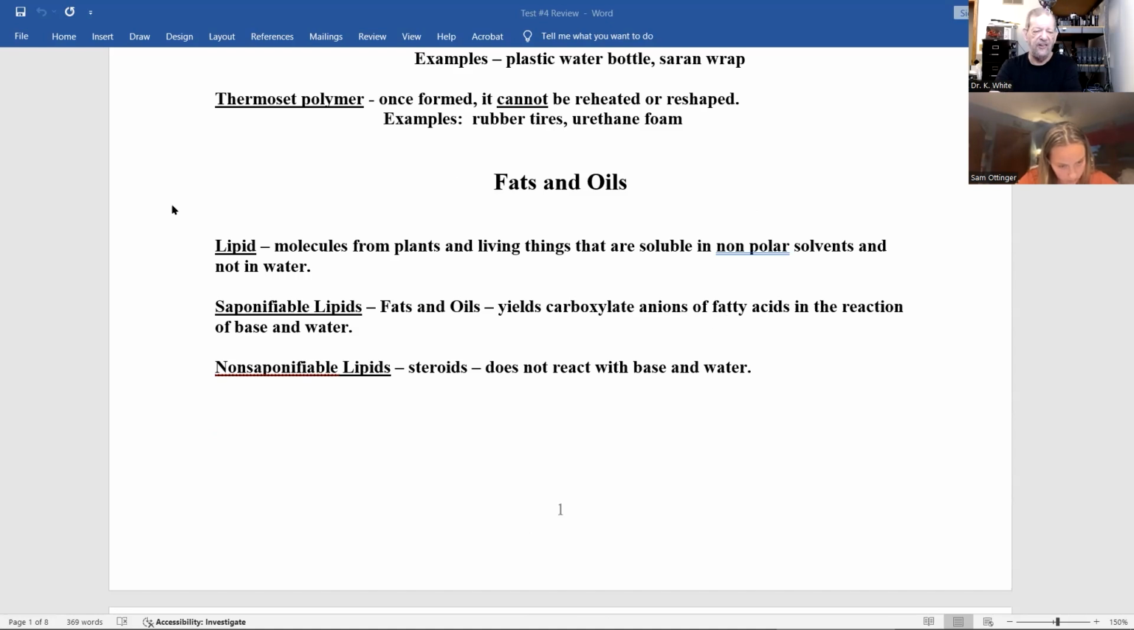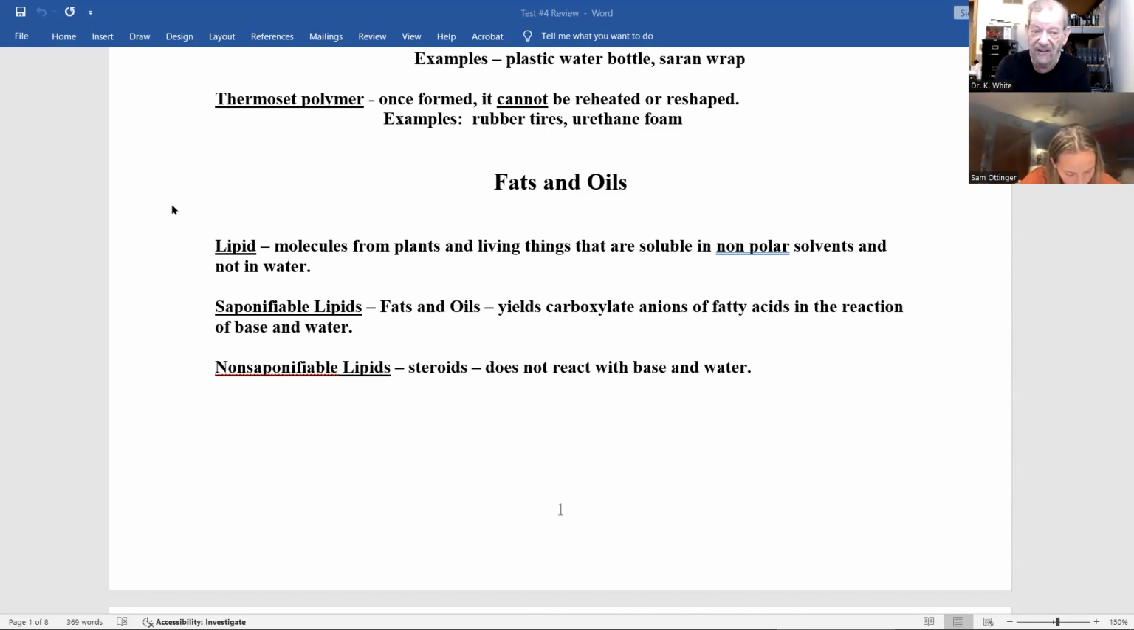And the first thing is, I talked about lipids. And a lipid is a molecule made from a plant or other living things like you and me that are soluble in nonpolar solvents, but not in water. Now, there are two types of lipids. One is saponifiable, and the other is non-saponifiable.